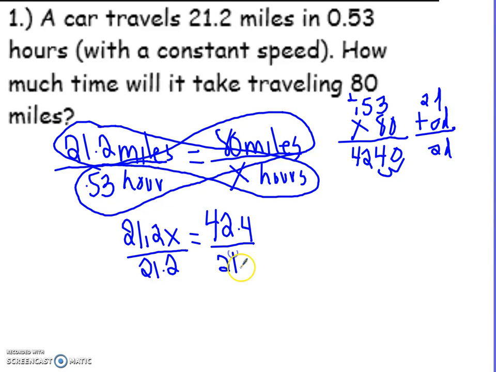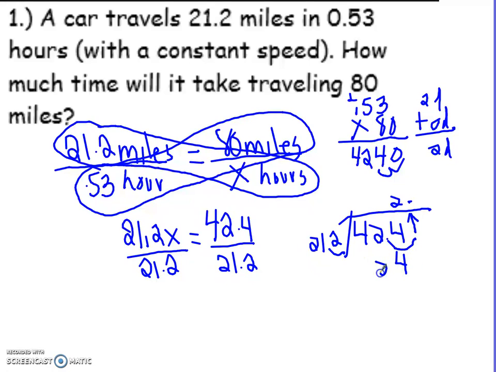So we're going to put 42 and 4/10 inside the house as the dividend, and 21 and 2/10 outside the house as the divisor. We're going to hop over once, hop on over once. We're going to go 2 times. 2 times 2 is 4. 2 times 1 is 2. 2 times 2 is 4. So we have 2 hours. Let's take a look at number 2.